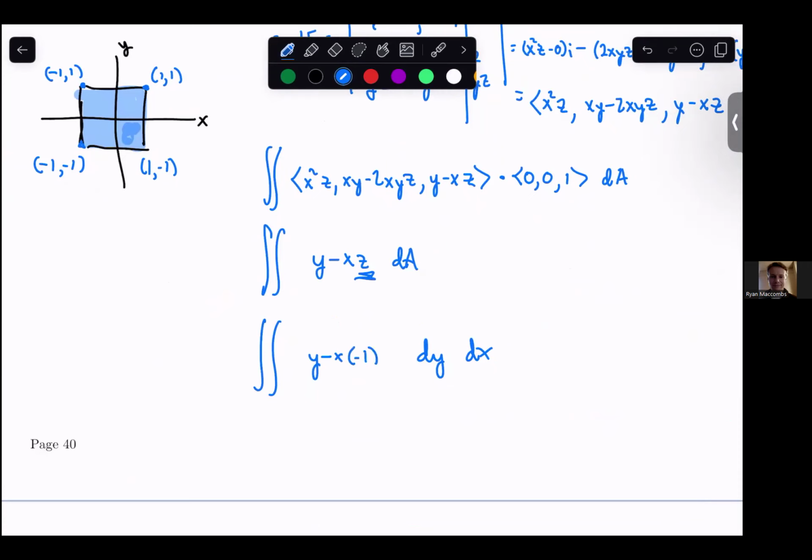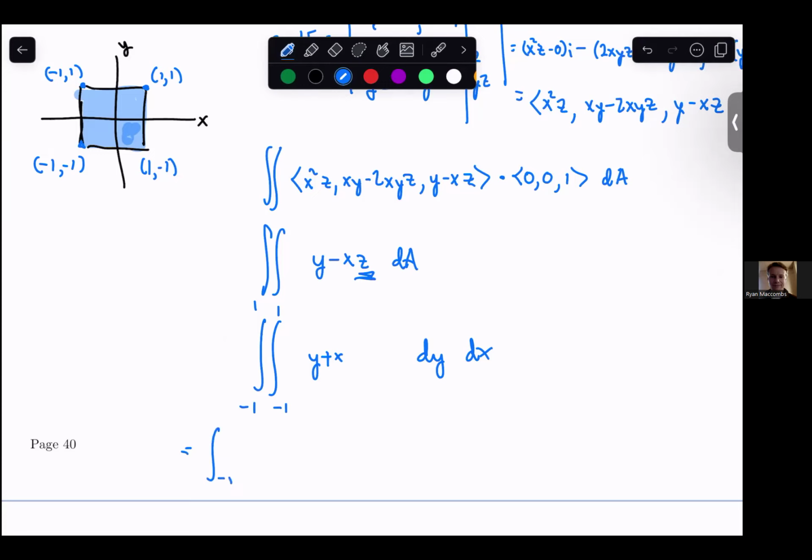And so now this -1 times this -x, that's just going to be really y plus x here. Y's are going to range from -1 to 1. X's are going to range from -1 to 1. So this right here is our setup. Let's spend a little bit of time evaluating this.